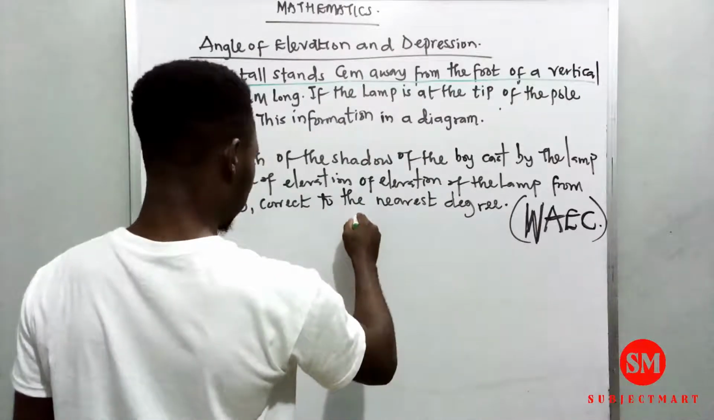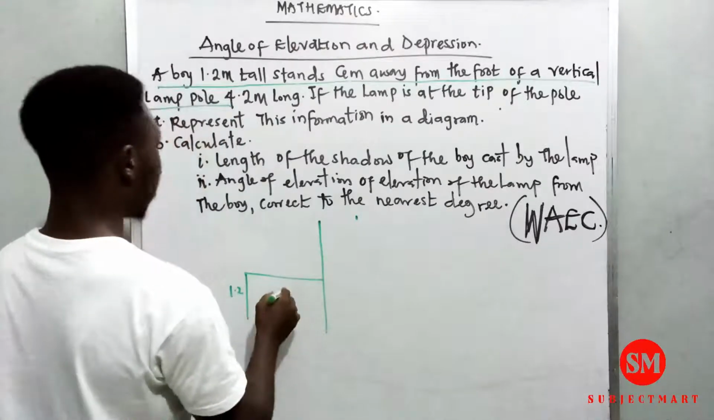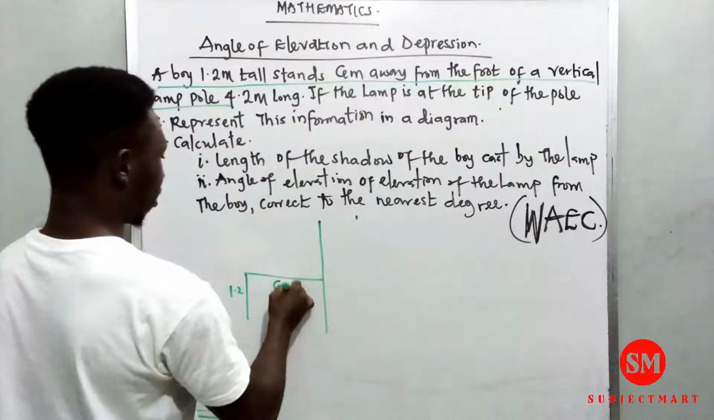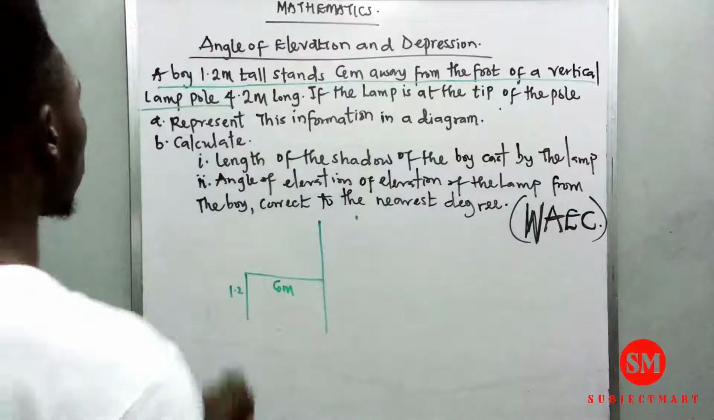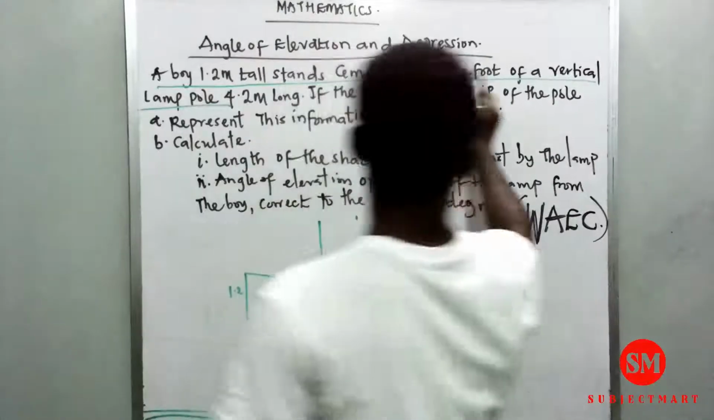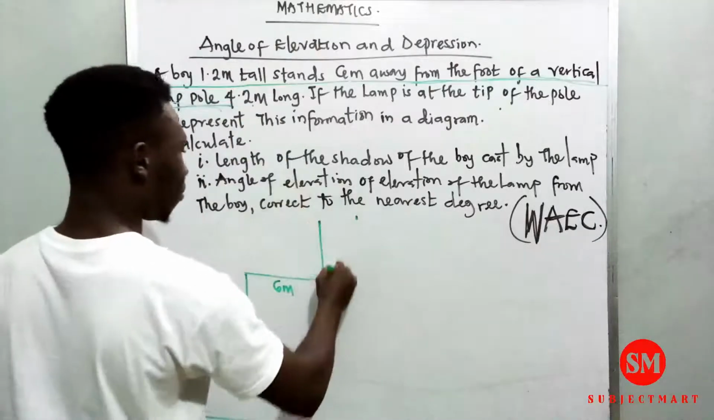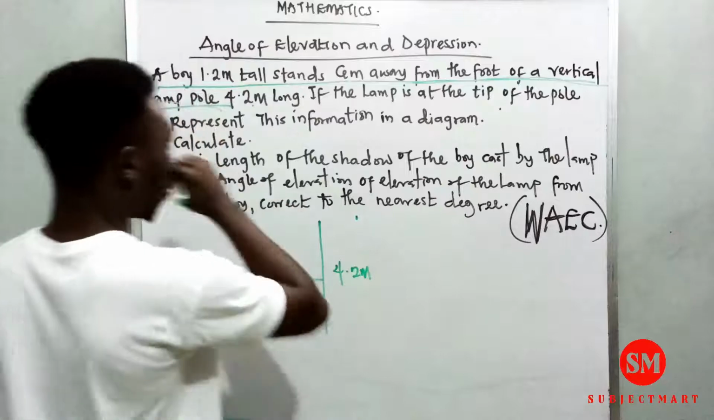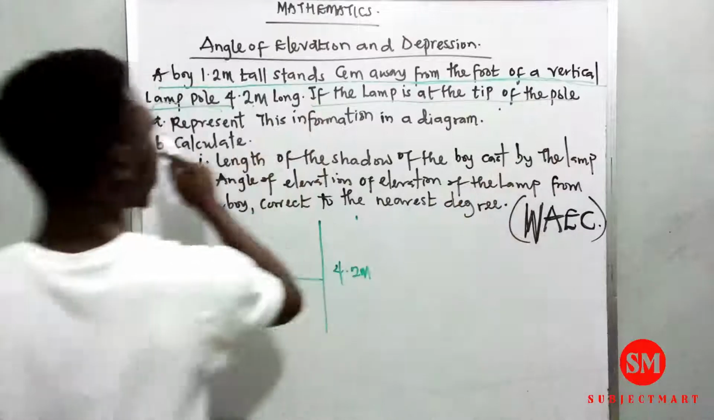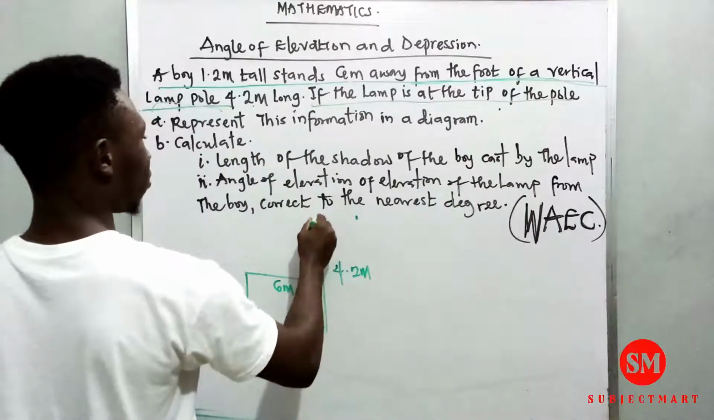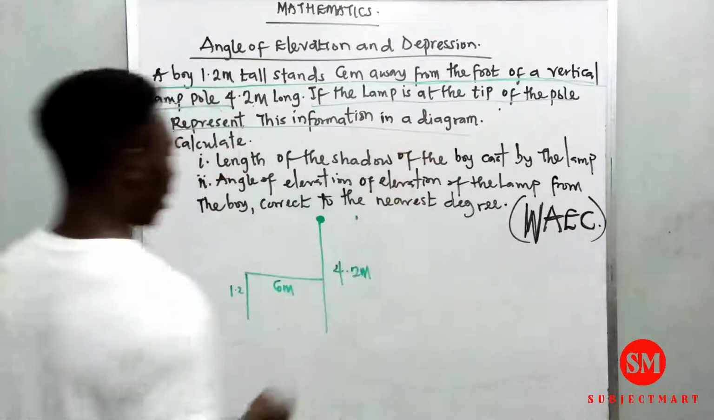Now this is the lamp pole. He stands how many meters away? 6 meters away from the foot of the vertical lamp pole. Now the vertical lamp pole is 4.2 meters. They said the lamp is at the tip of the pole, so let's say the lamp is at the tip here. So represent this information in the diagram.